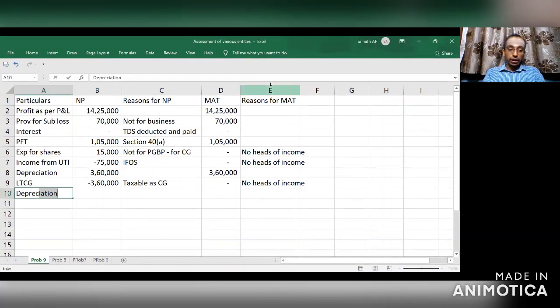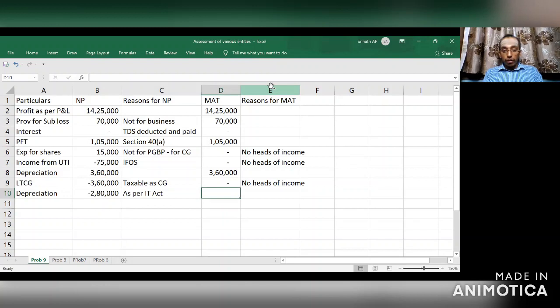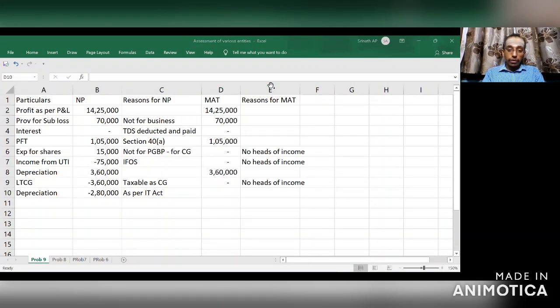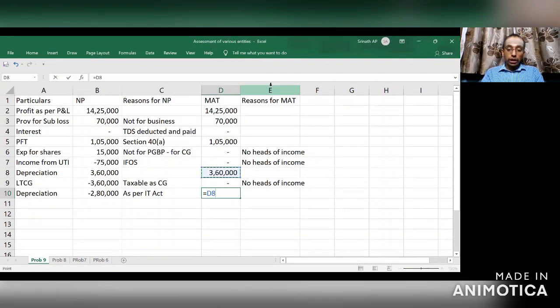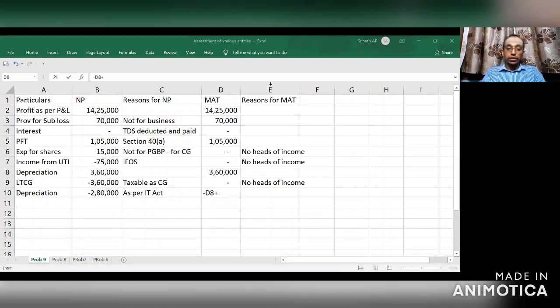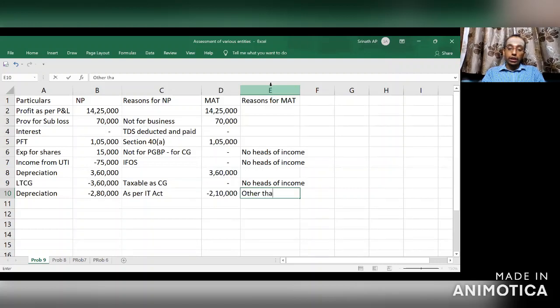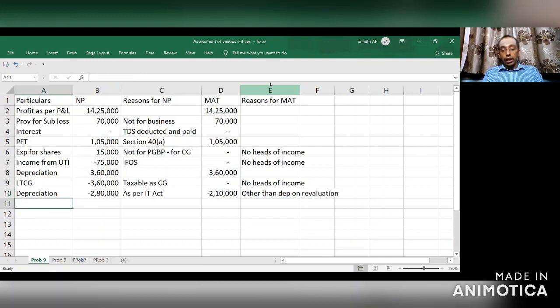Then depreciation as per Income Tax Act is 2,80,000. Here, 3,60,000 minus 1,50,000, other than depreciation on revaluation. Depreciation other than on revaluation would be allowed as deduction, 2,10,000.